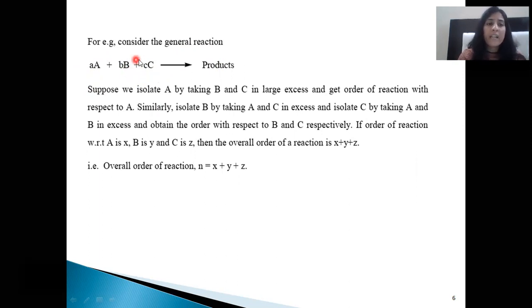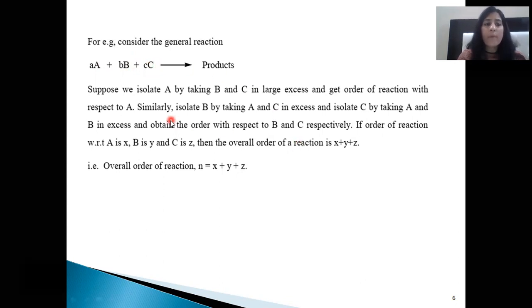First of all, suppose we take B and C in large excess and we keep the concentrations of these B and C, which are taken in large excess, constant, and we isolate A. So the rate of reaction varies with the concentration of A and we get the order of reaction with respect to A. Then similarly isolate B and take A and C in large excess and they will remain constant during the reaction, and find the order of reaction with respect to B. Then similarly isolate C and keep the concentrations of A and B in large excess and they will remain constant, and find the order of reaction with respect to C.